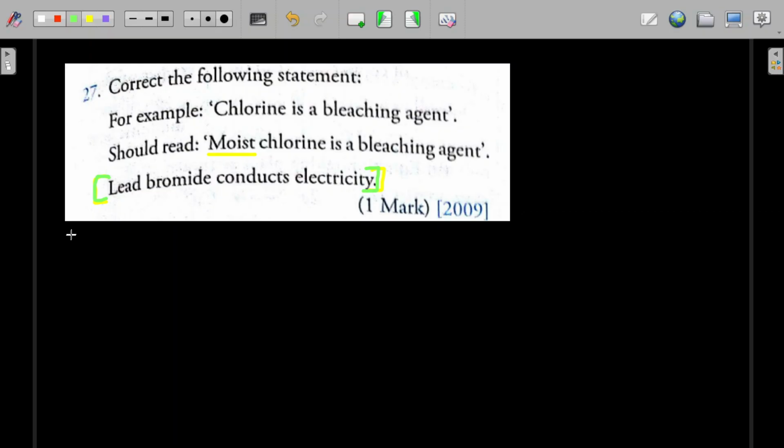Molten. Yes. So we can add the word molten lead bromide or fused lead bromide.